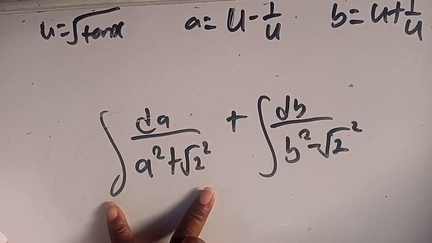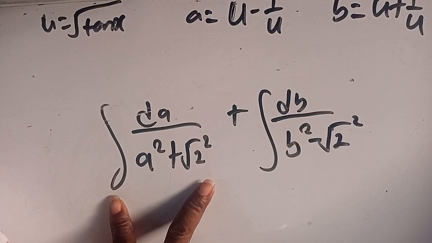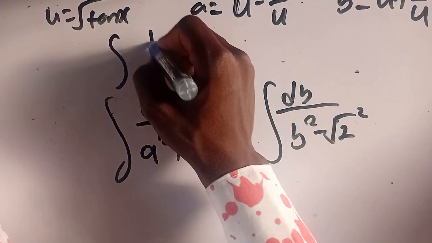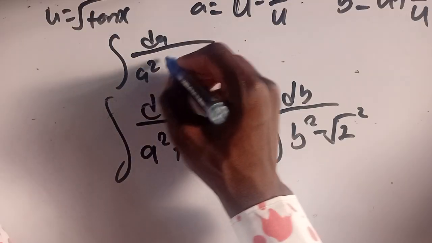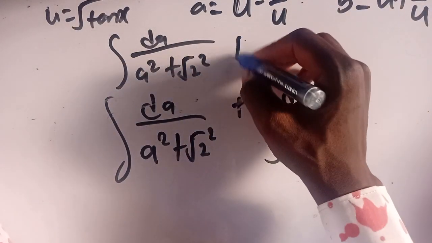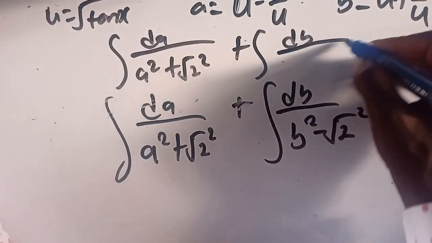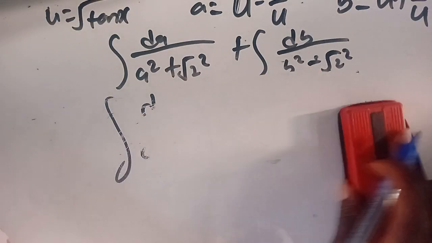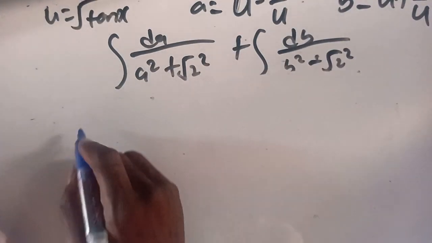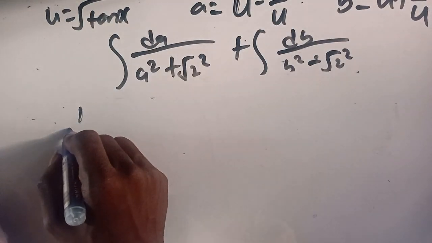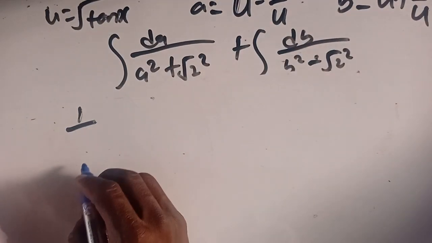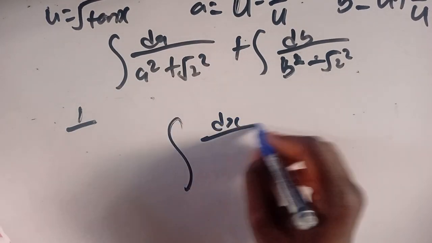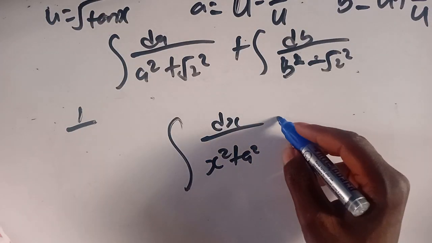Now we know the standard integral for this. Let me write it at the top so that I can have space. The integral of dA over A square plus root 2 square, plus the integral of dB over B square minus root 2 square. So let me clean this. Now we know the standard integral for this is, 1 over, there's this standard integral that says the integral of dx over x square plus a square equals what?